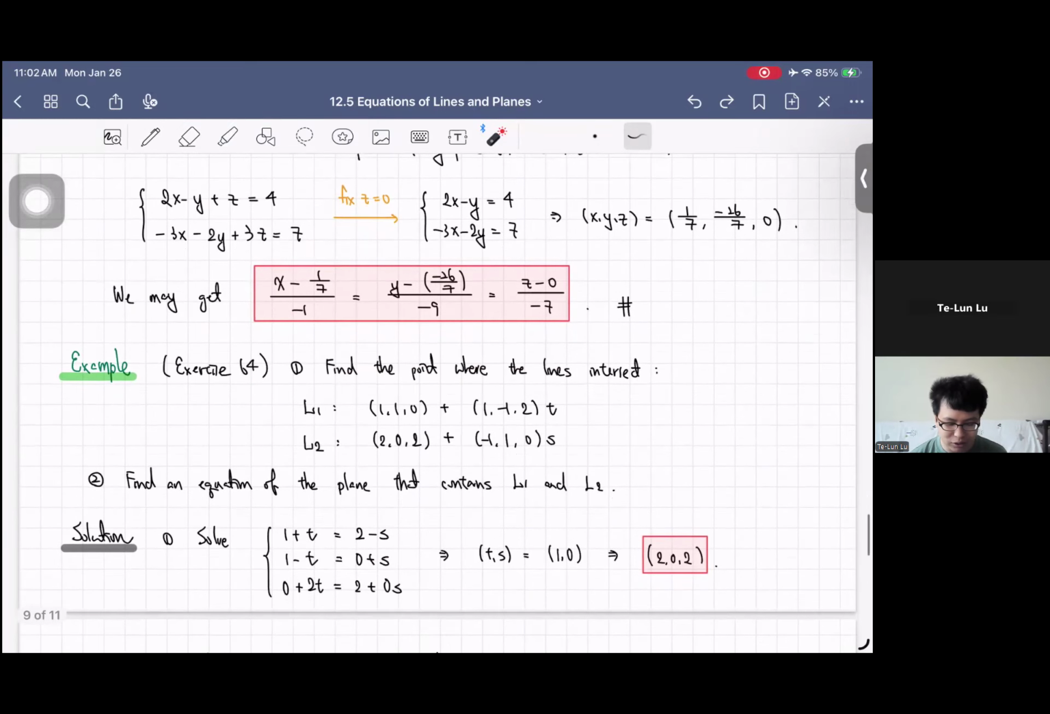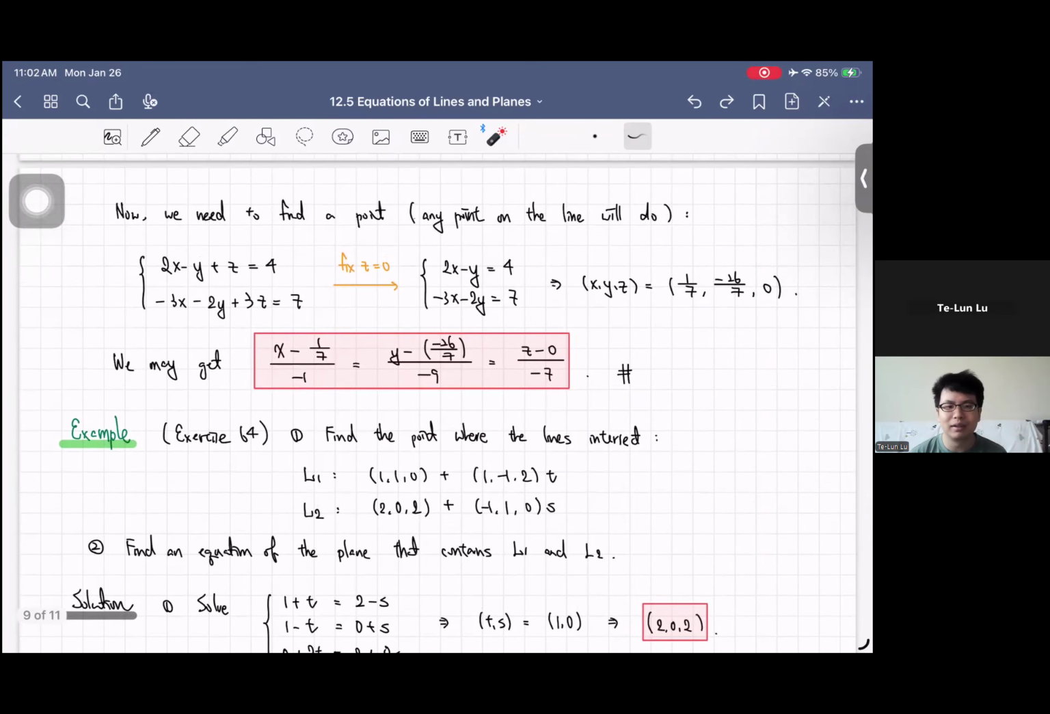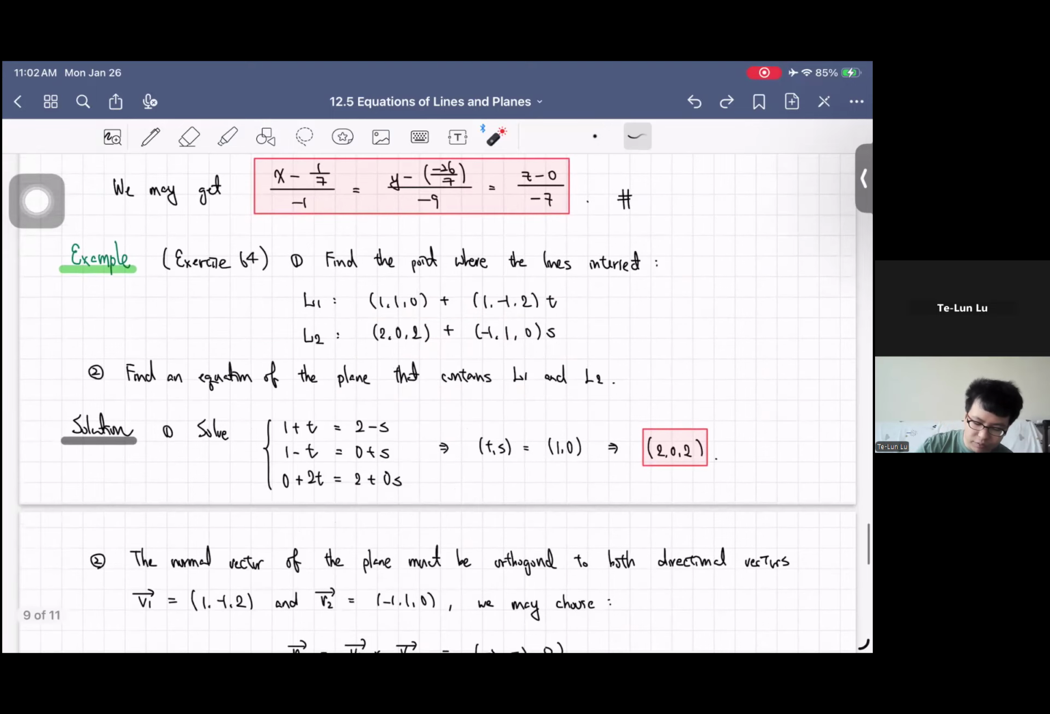Okay, now let's do the converse problem. Given two lines, in this case L1 equal to this and L2 equal to this, I want to find the point where these two lines intersect. That is quite simple. You again try to solve the equation, and fortunately there is a solution, 2, 0, 2. So that means that those two lines are not skew, but actually intersect.